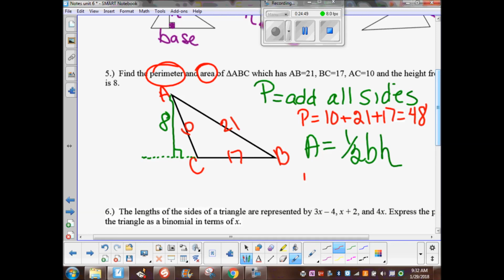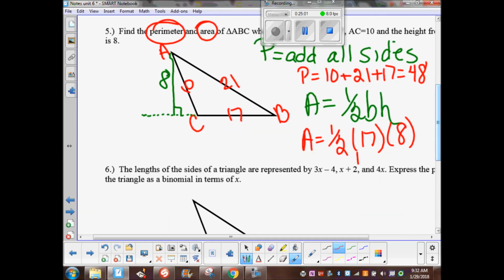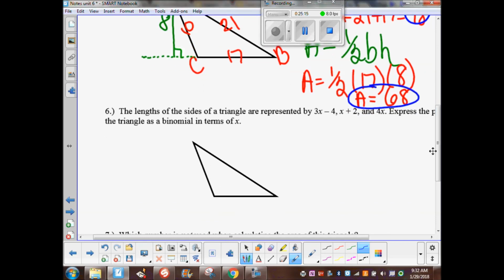So who's got the area? 1/2. What's my base? 17. But what's the height? 8. Yeah. Okay. Who got that one? Tonight, what do you got? 68. Perfect. We answered the question because we did perimeter and area.